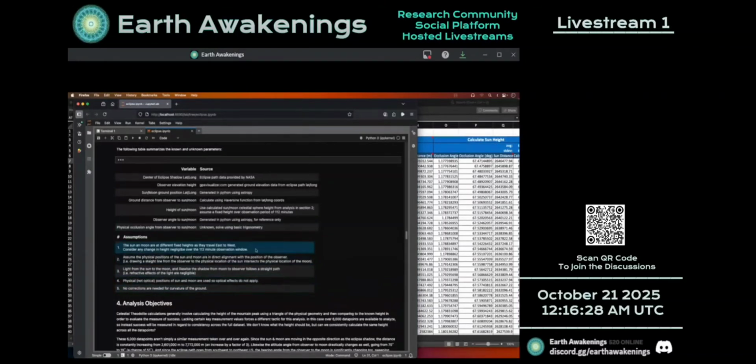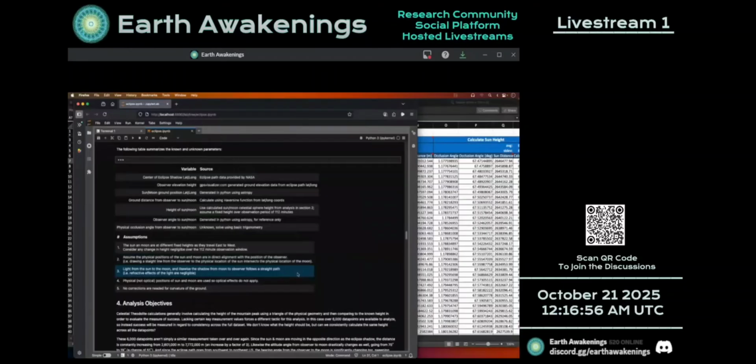Number one, the sun and moon are at different fixed heights as they travel east to west. We'll consider any change in height negligible over the 112-minute observation window. Number two, assume the physical positions of the sun and moon are in a direct alignment with the position of the observer. That is, drawing a straight line from the observer to the physical location of the sun is going to intersect the physical location of the moon.